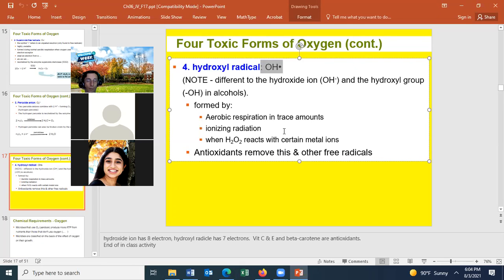Remember, we are an aerobe, so we do require oxygen. And oxygen itself is not toxic, but the various metabolic intermediates can be toxic. All right, any question about any of that?